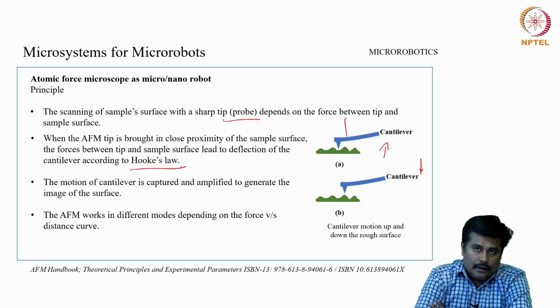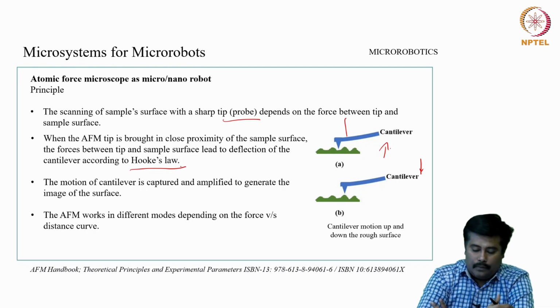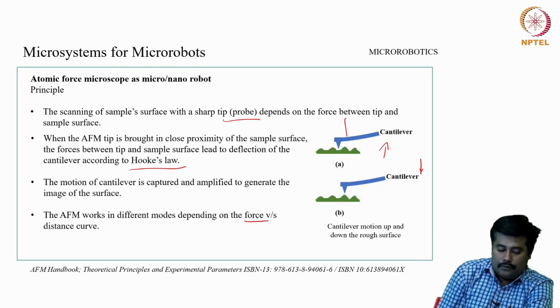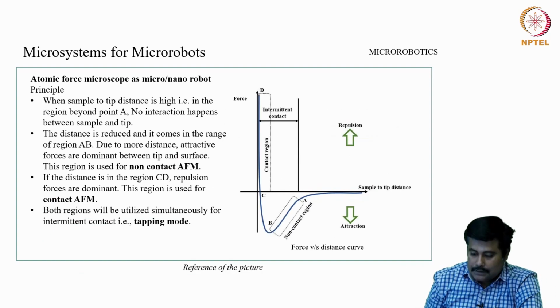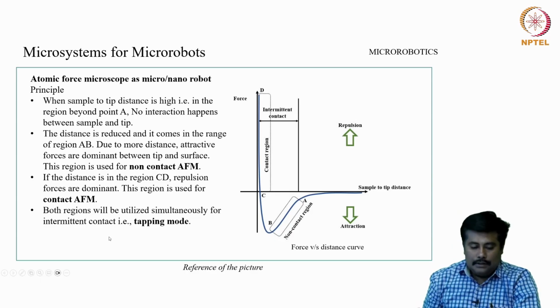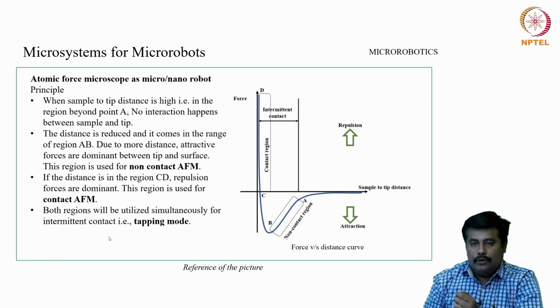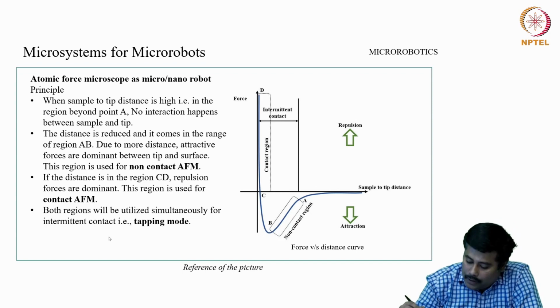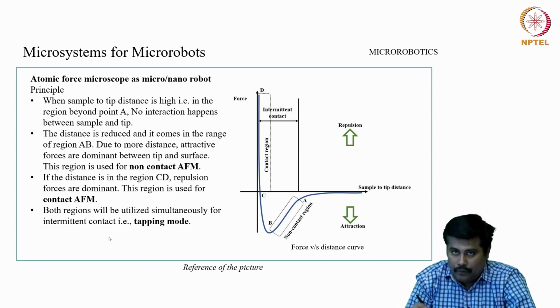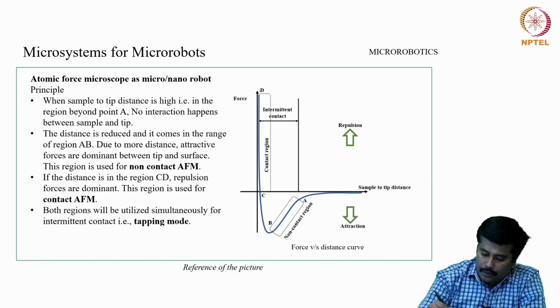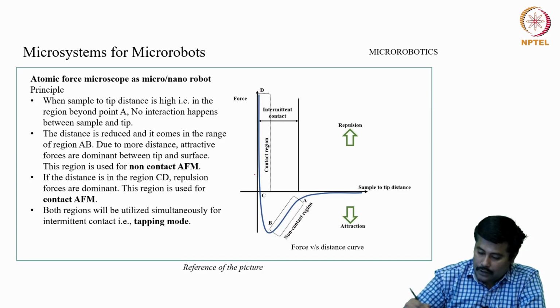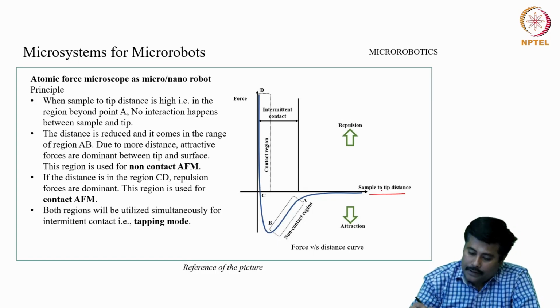Ideally, the AFM works in two different modes. One mode we call the force mode and the other is called the distance curve mode. Let us discuss this force mode and the distance curve mode. When we plot a graph for the force mode, with reference to force and the sample to tip distance, there are three different regions.